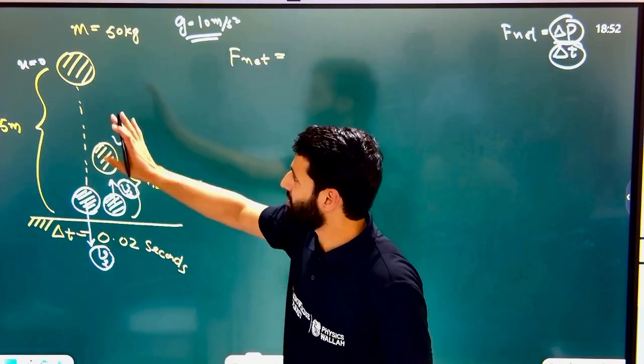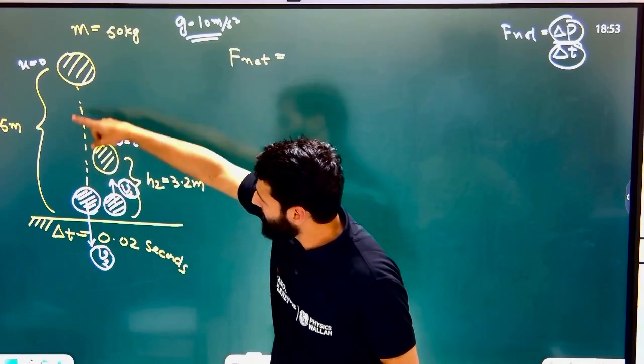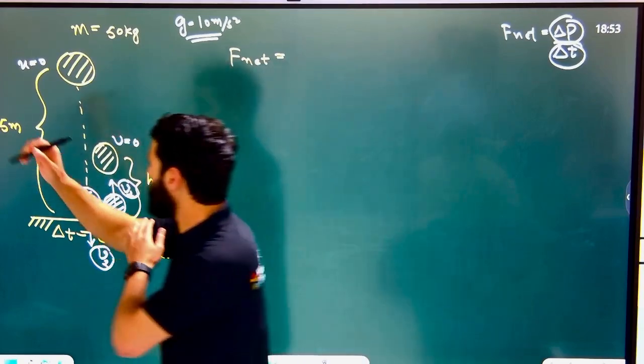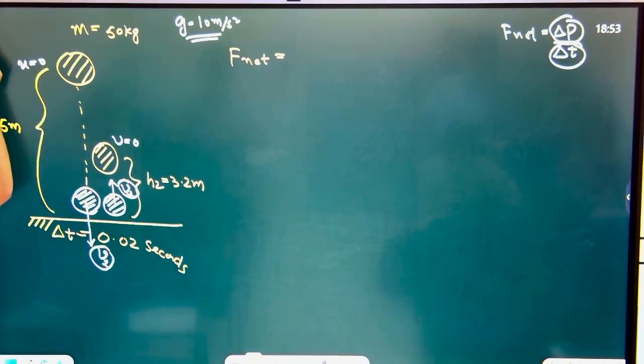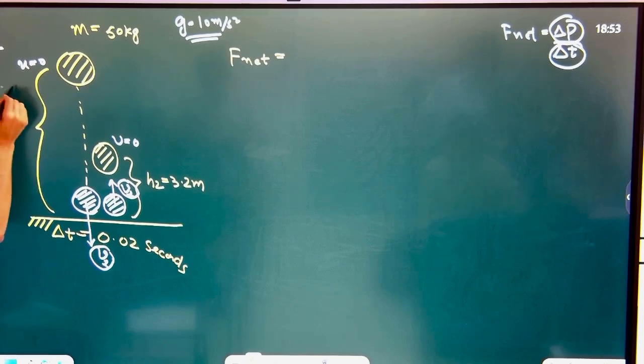First we fix a convention, for when the ball comes down from here to here. Let's take downwards positive. You know why? Because everything is downwards. This velocity is also downwards, g is also downwards, displacement is also downwards. So let's take downwards positive.